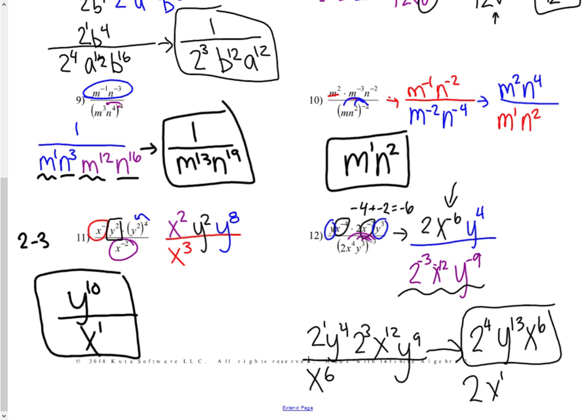Usually we're going to see that in our alphabetical order. So 2x to the 6th, y to the 13th.